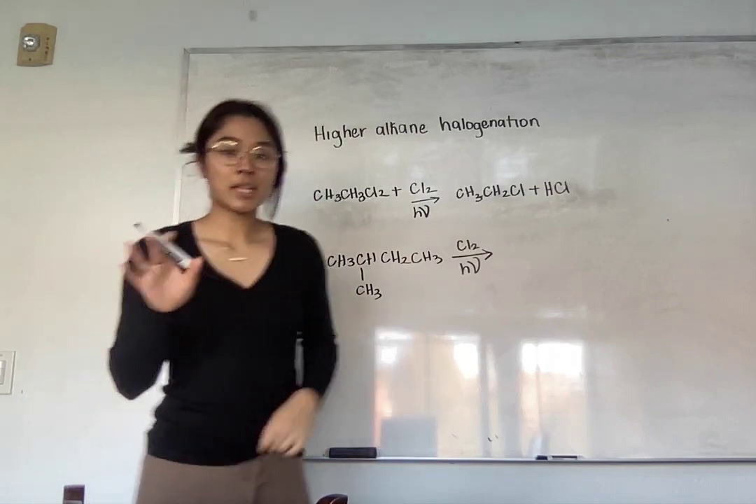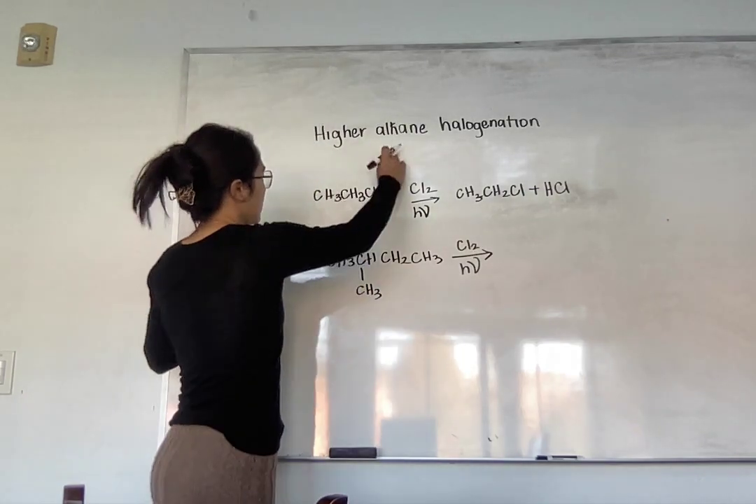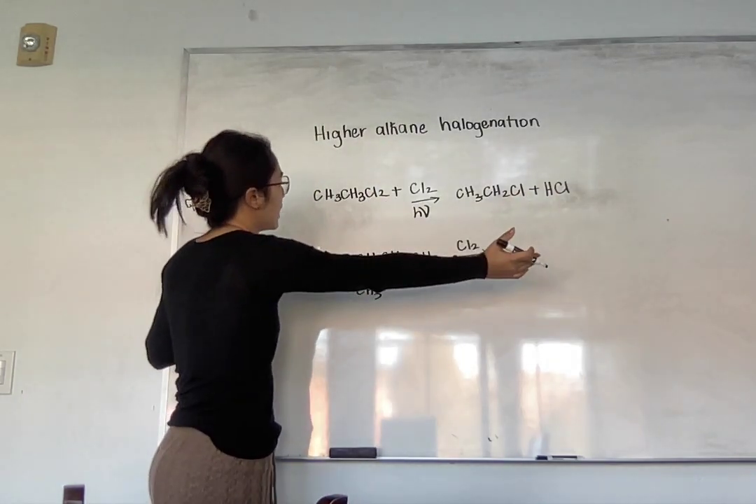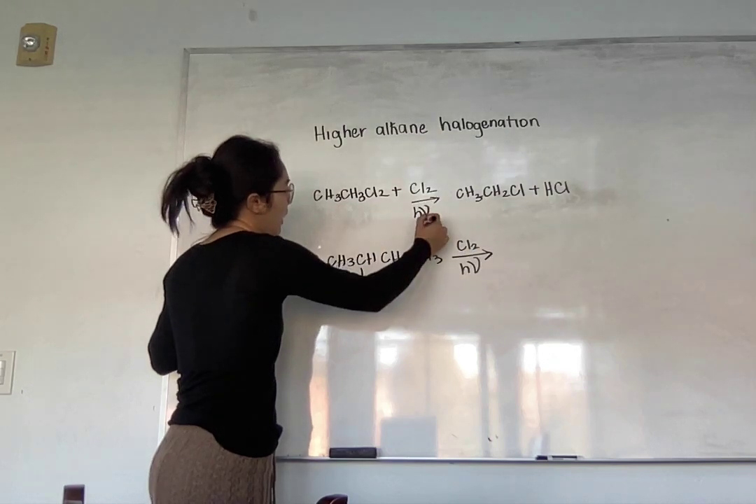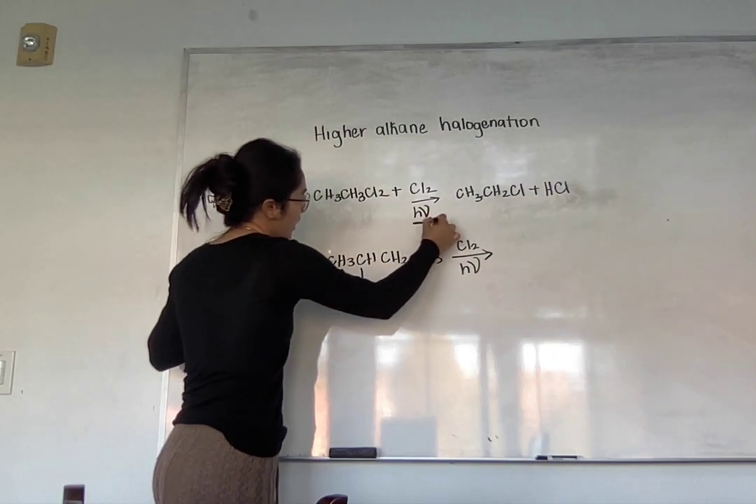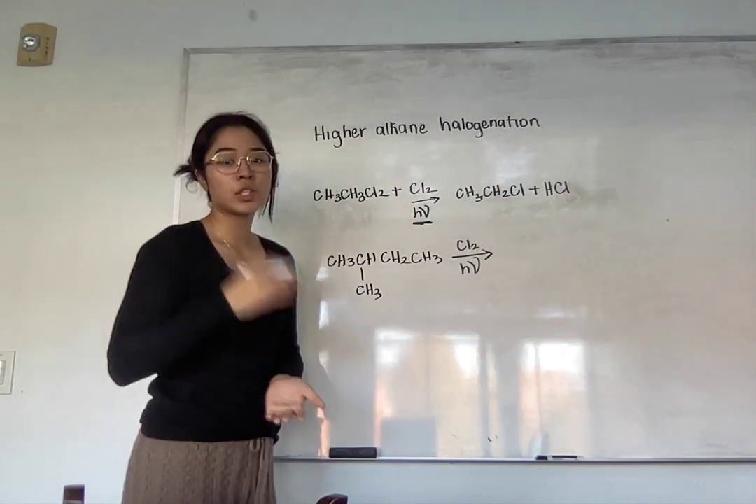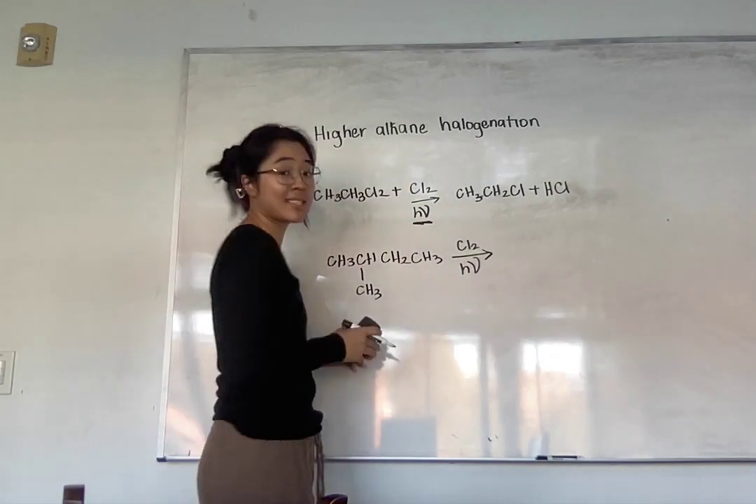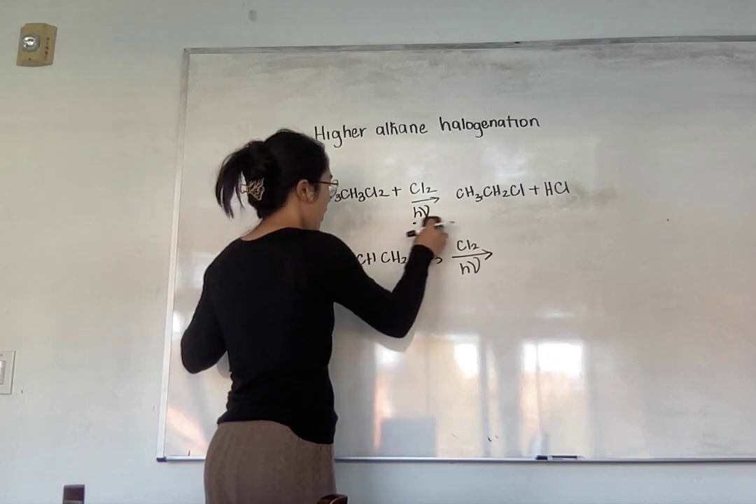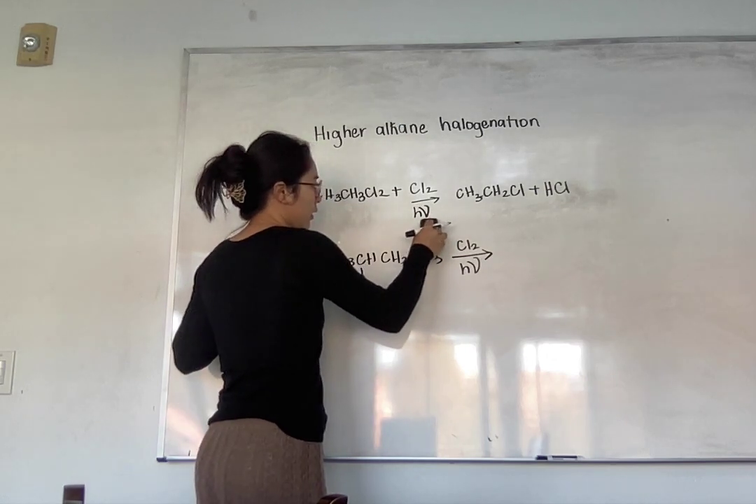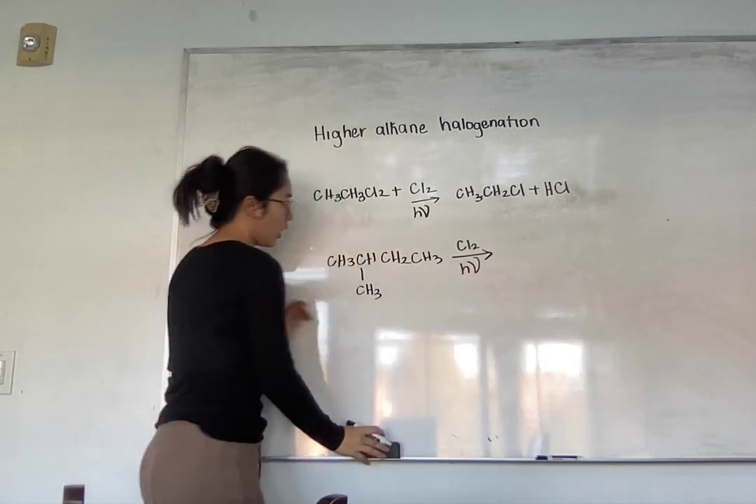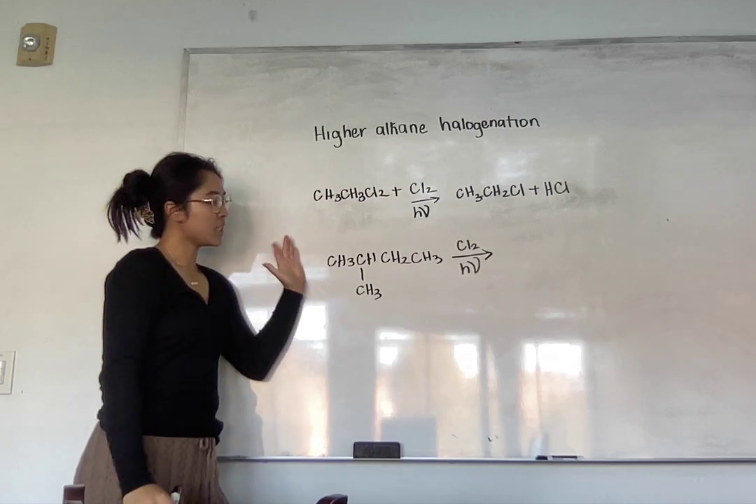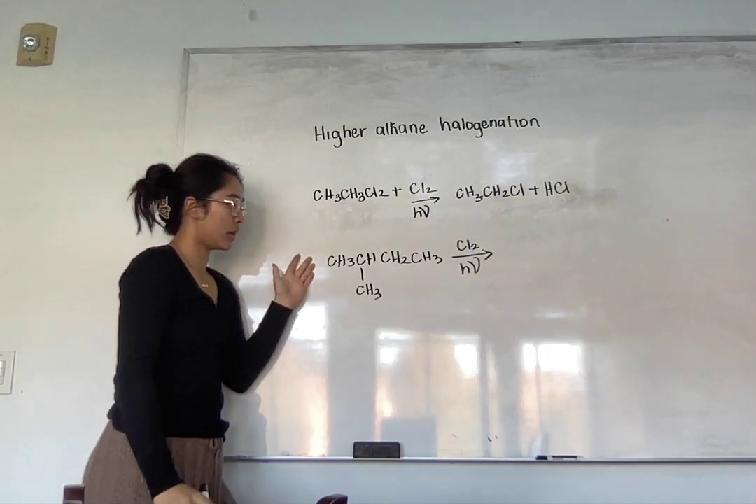Now I really want to make it clear that what sets us apart from normal alkane halogenation is that we have this symbol here. It's either going to be energy, heat, or light. It's very important that if you're drawing or writing out a synthesis, you include this little symbol. All right, so what's the difference between that one and this one?